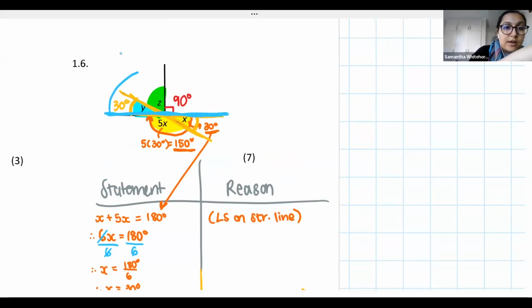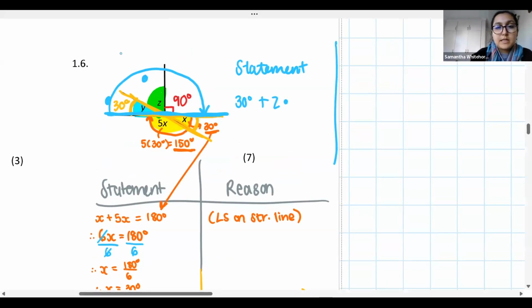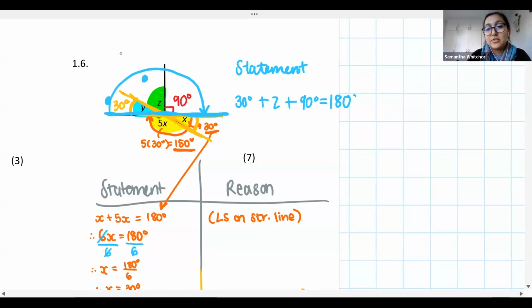And I know that if I add 30, z, and 90, I will get 180 degrees. So I'm just going to do this on the side here. My statement is that 30 plus z plus 90 must be equal to 180 degrees because they are angles on a straight line. So that is my reason that I will give.